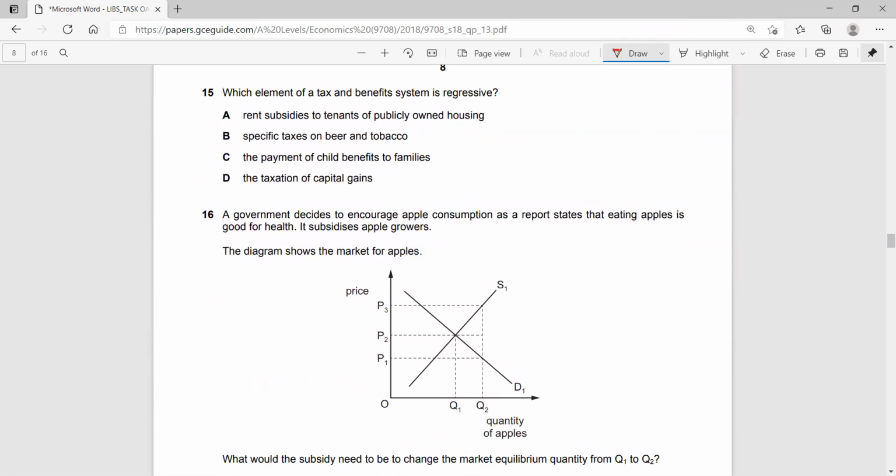Which element of a tax and benefits system is regressive? Regressive essentially means that the percentage impact on income for the poor is more than for people who have a relatively higher income. So it hits the poor harder. Stuff like sales tax is usually regressive. Income taxes are usually proportional or progressive. Rent subsidies to tenants of publicly owned housing would probably help the poor in those publicly owned housing and would help save their income, so that's not regressive. Specific taxes on beer and tobacco are regressive because specific taxes in general are regressive.